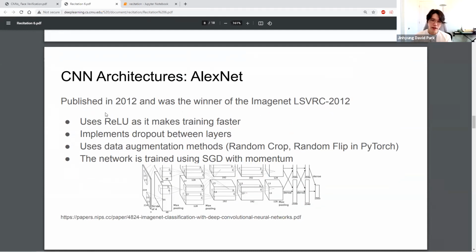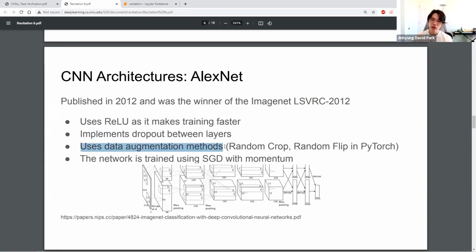The ideas behind Alexnet are it uses ReLU activations between CNN layers to make training faster, and implements dropout between layers. There's a lot of research about dropout in CNNs, and I recommend you look into it as well, but sometimes it helps, sometimes it doesn't. There's specialized dropout for CNNs, but regular dropout often does not work very well.